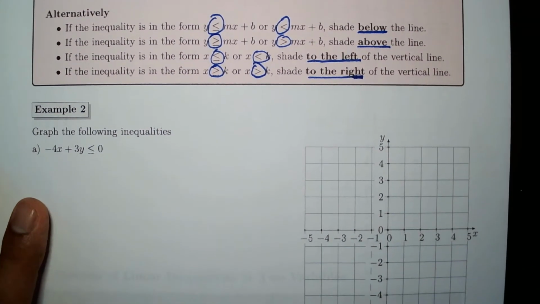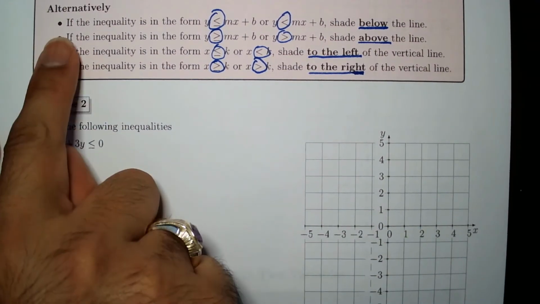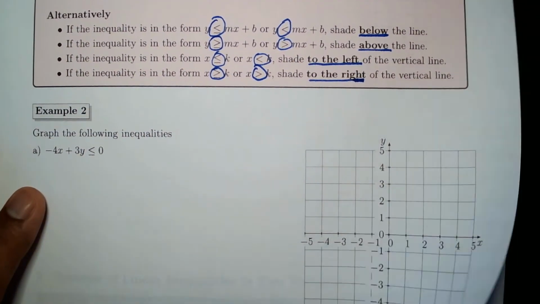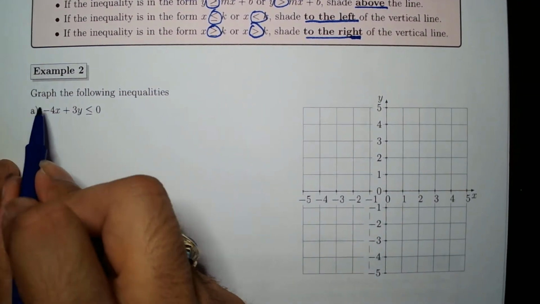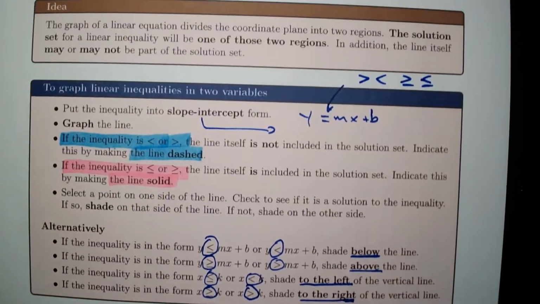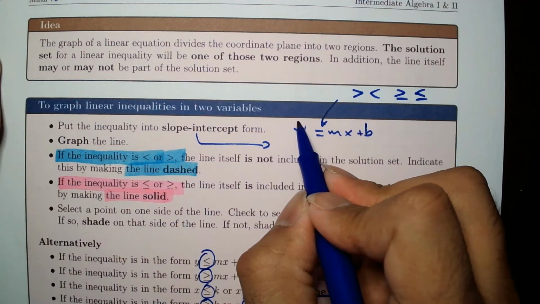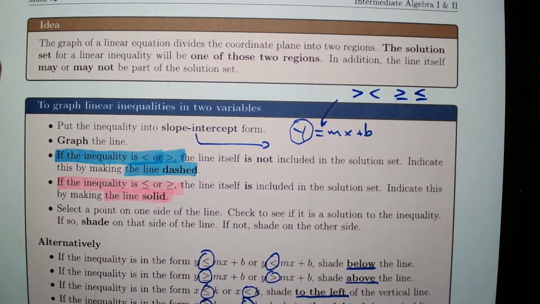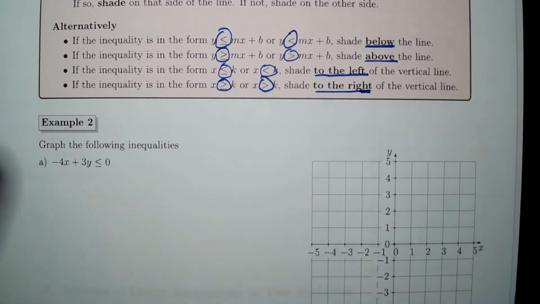Let's do one example to see how this is going to work. Well, I'm going to do this alternate method. I think it's shorter to do it this way. So, for example, let's graph the following inequalities. The first thing we do is put the inequality in slope-intercept form, in other words, solve for y. So if your inequality is not solved for y, then we need to do that.